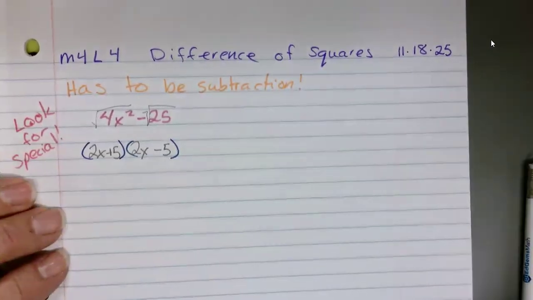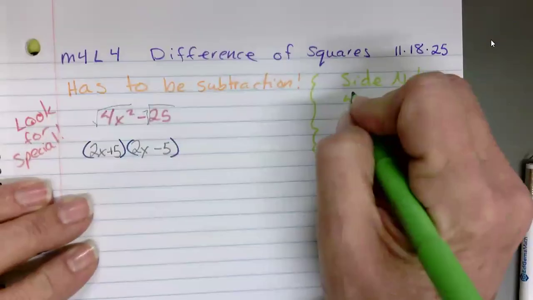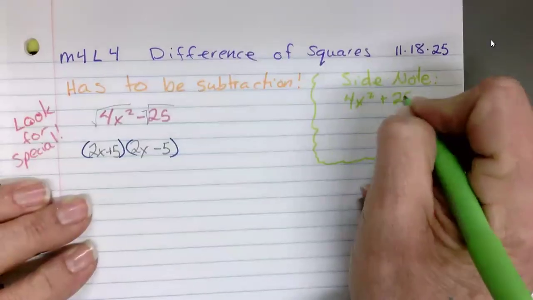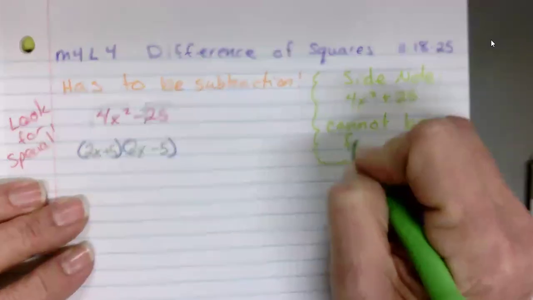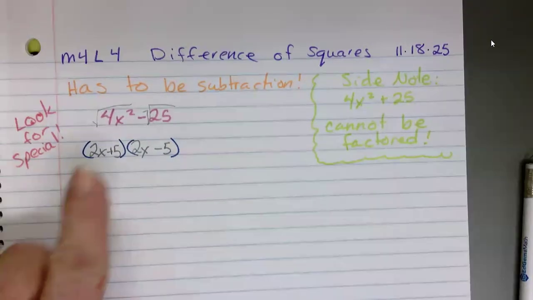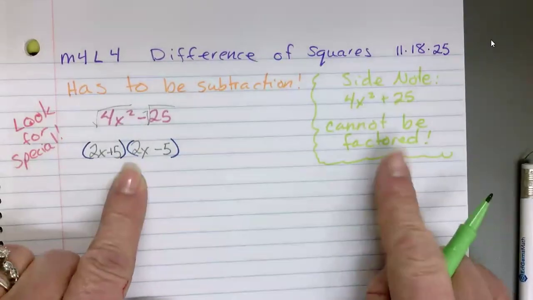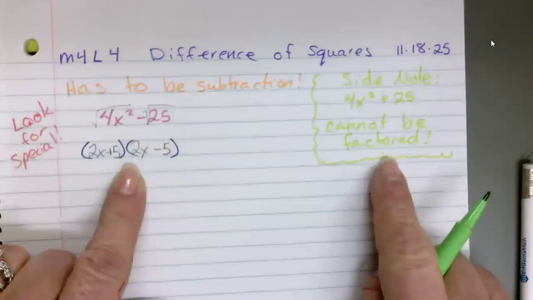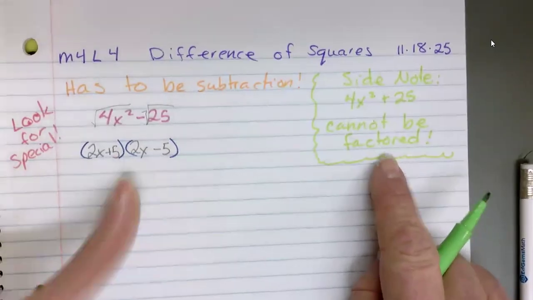I would like you to put something over here just as a little side note, because sometimes this will throw you off. But side note, 4x squared plus 25 cannot be factored. It's finished. So what's the difference between this one and this one? Why can this one be factored into 2 more binomials, but this one is finished? Because the one on the left is difference of squares. The one on the right is adding, so it is finished.